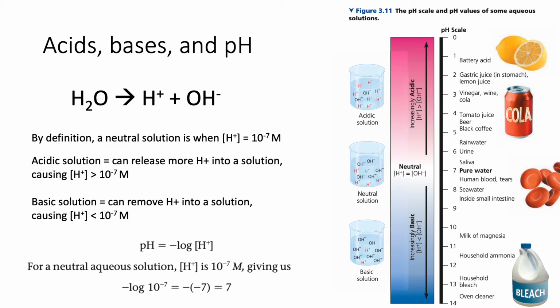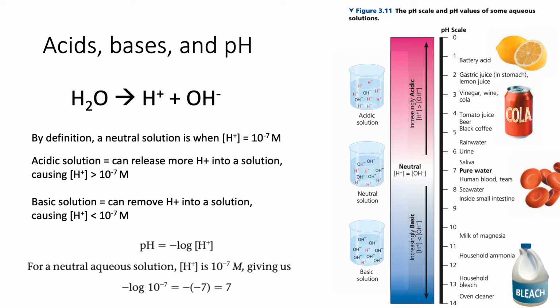In contrast, an acidic solution can release more H plus into a solution, causing that solution's H plus concentration to be greater than 10 to the negative 7 molars. Basic solutions are those that can remove H plus ions from a solution, causing H plus concentration to be less than 10 to the negative 7 molars.